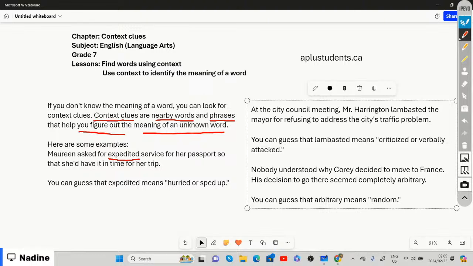So you can guess that expedite means either to hurry or speed up. She wants them to hurry it up, or hurried service, or speed up service, or fast service, or quick service in order for her to get her passport in time.